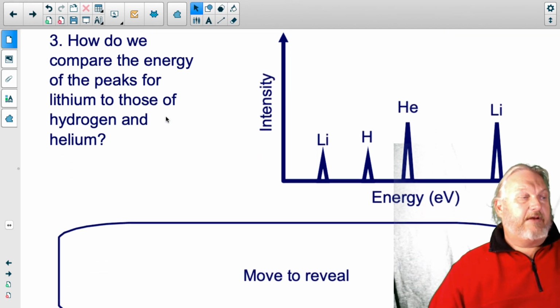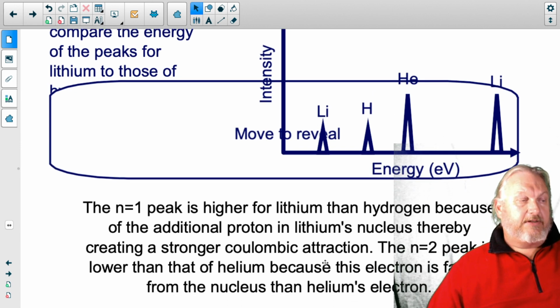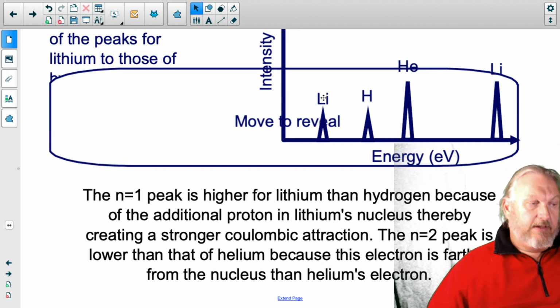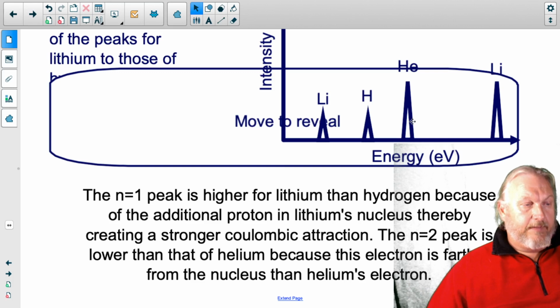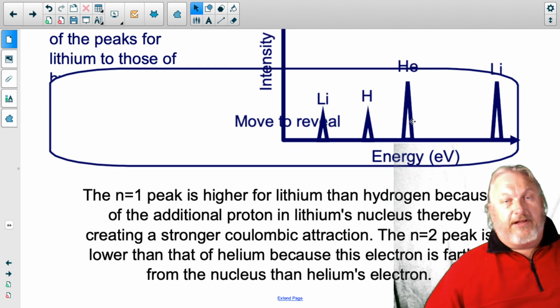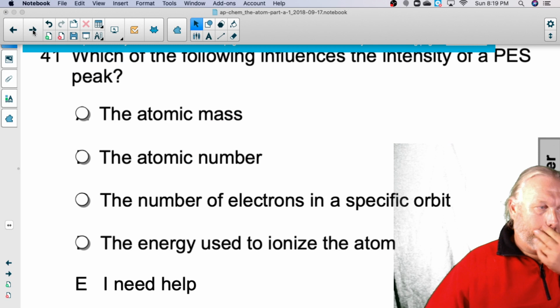How do we compare the energy of the peaks for lithium to those of hydrogen and helium? Let's see what they say. The N1 peak is higher for lithium than for hydrogen, because of the additional proton in lithium's nucleus, thereby creating a stronger Coulombic attraction. The N2 peak is lower than that of helium because the electron is further from the nucleus than helium's electrons. Okay? Makes sense?